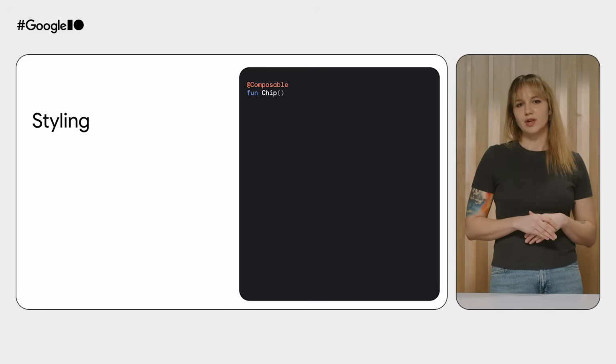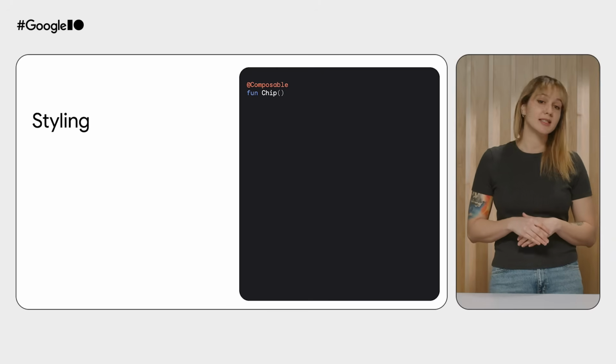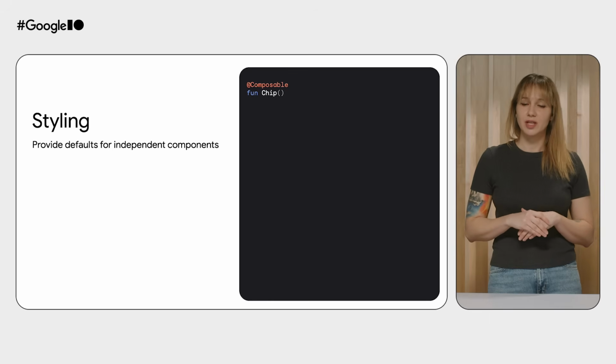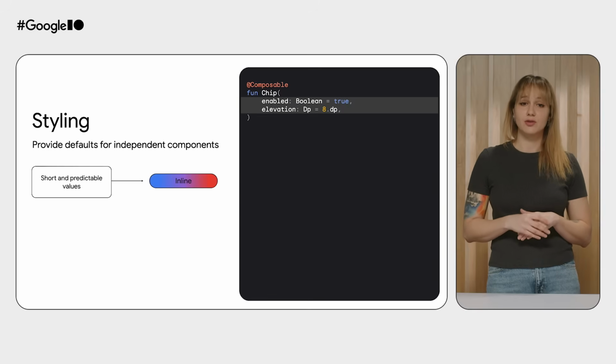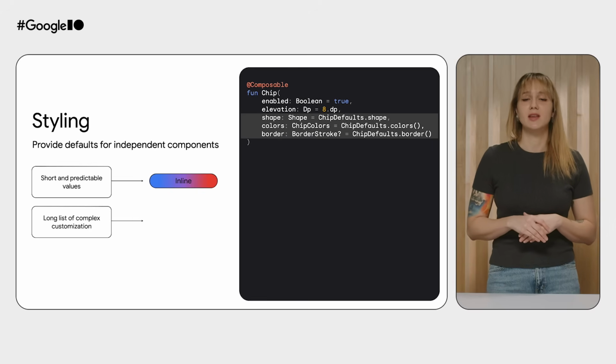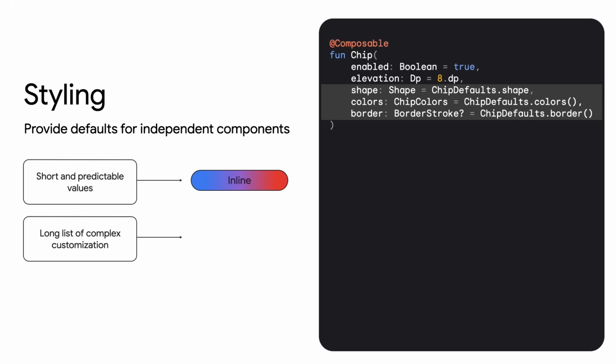A subset of your parameters will most likely target styling and customization options. A good practice is to provide default values for these parameters, so the API is independent and can be used as is. If the default styling values are short and predictable, it might be enough to keep them as simple inline constants. However, some APIs, like the chip, can have a long list of customizations, different shapes, colors, and borders between enabled, disabled, selected, etc.